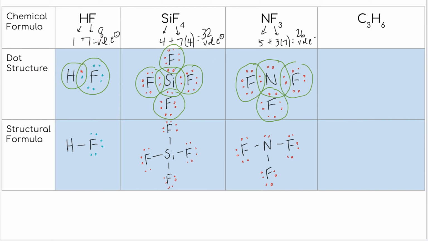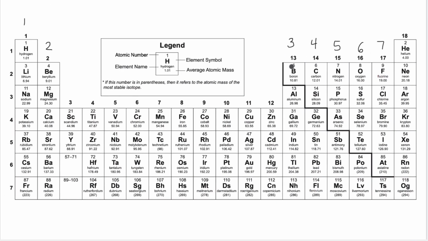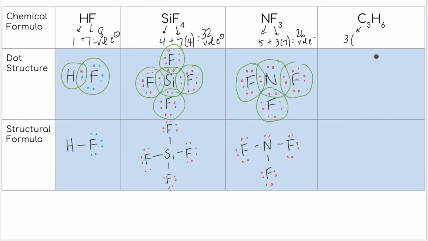Okay, and then finally, let's take a look at this last example. This last example is going to be a little bit more challenging, and I'll show you why. Let's first find the total valence electrons. We have 3 carbons. Each carbon has 4 valence electrons, so 3 times 4, plus we have 6 hydrogens. Each hydrogen has 1 valence electron. So 12 plus 6, so we have 18 total valence electrons to distribute in this molecule.